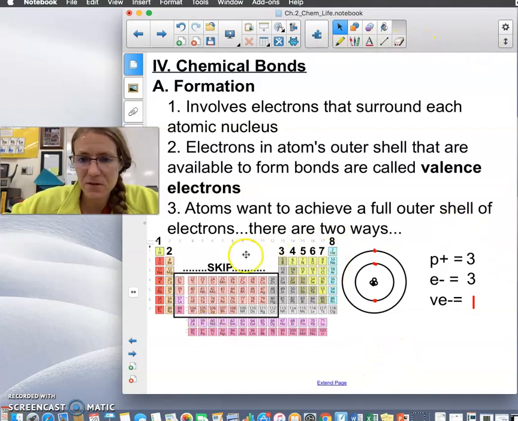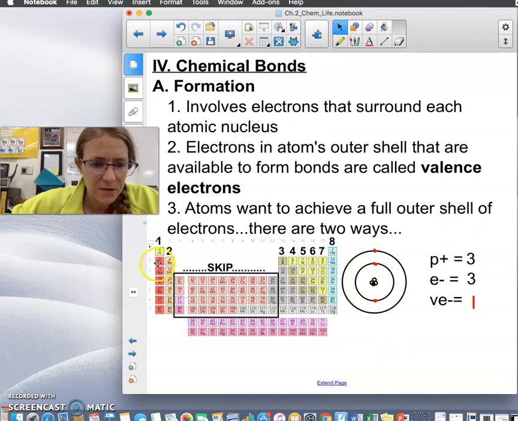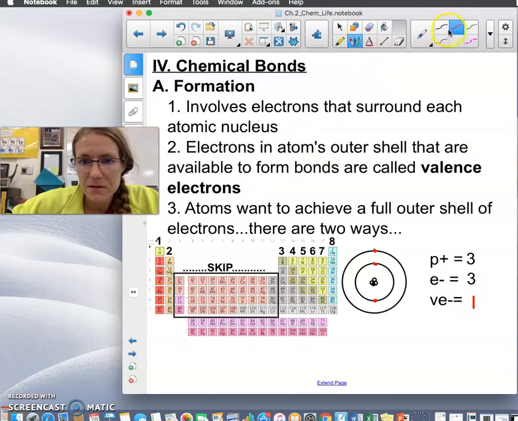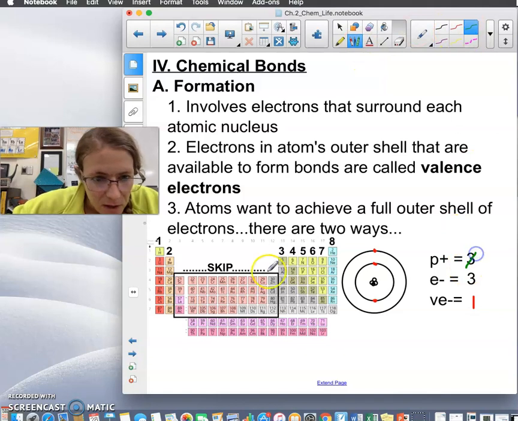So to prove to you that everything in group 1, maybe I just drew lithium, really. Here's lithium. 3 protons, 3 electrons, 1 valence electron. Now let's just quickly look at sodium. Sodium, wow, everything's so slow. Sodium, how many protons does it have?